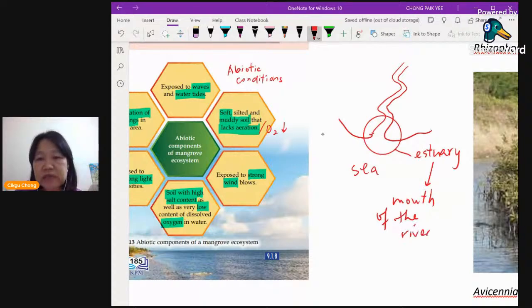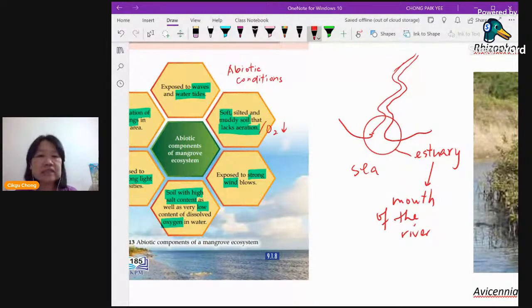Usually these areas are swampy. That means the soil is soft and wet. The area could also have high salinity, that means high salt, because the river brings in all the soil and all the nutrients, the minerals that are dissolved. It brings it all the way down to the bottom of the river and it meets the sea. So this is the estuary.